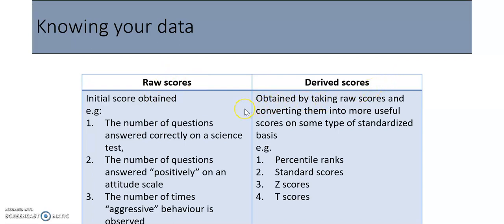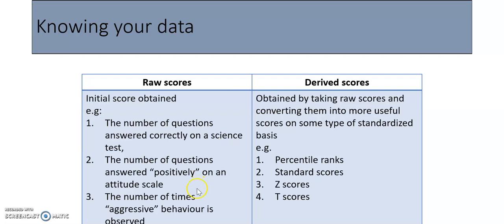Let me explain first what raw scores are. They are the initial score obtained. What does this mean? For example, the number of questions answered correctly on a science test. These values are based on the exact value that you get from your questionnaire. Let's say you asked about the number of questions the participant correctly answered during their science test, and there will be 5. That person answered 5, so that means 5 questions were correctly answered in this test.